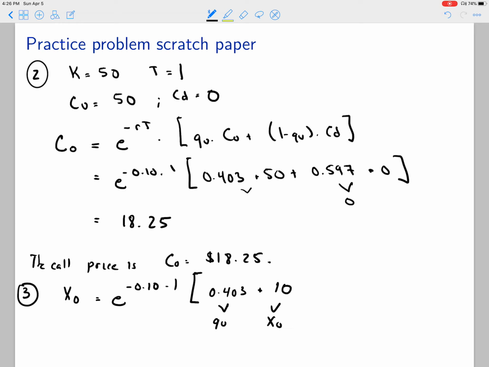This is Q_U. This is X_U. Plus 1 minus 0.403, which is 0.597, times the payoff in the down state, which is 5. Okay, this is X_D, this is Q_D. Okay. And what we have here is that if you calculate all this out, the price of the root derivative is around $6.35. Again, notice how easy it is to calculate this price.